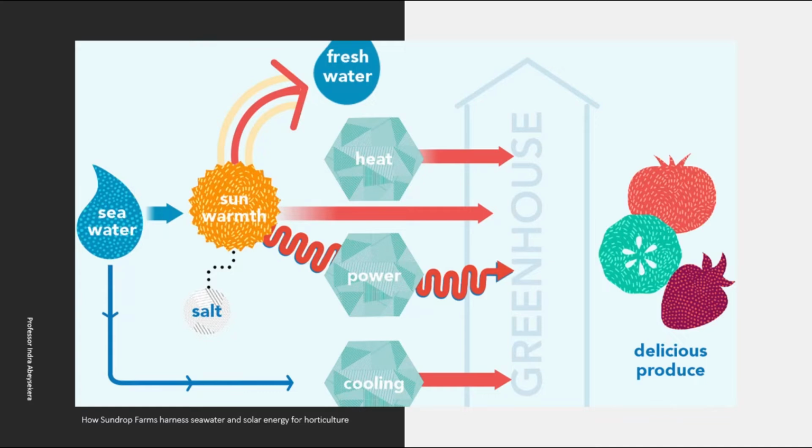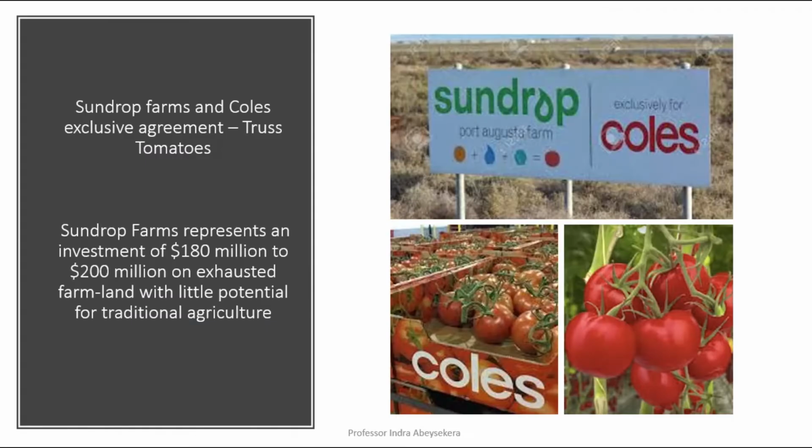So it uses the fresh water for irrigation, and the solar system provides the heat, power, and cooling for the greenhouse. The farm produces truss tomatoes. Sundrop Farms entered into an exclusive agreement with Coles to sell their truss tomatoes.